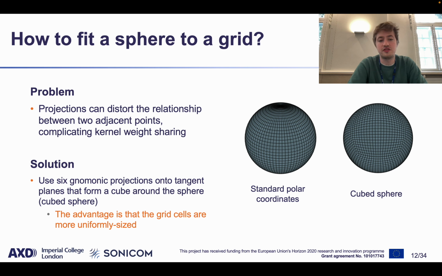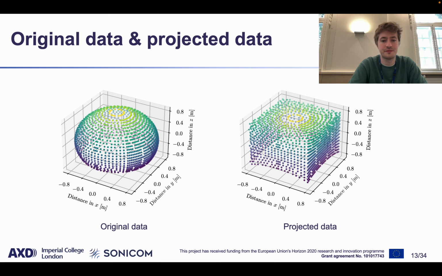And as I've said, it takes advantage that grid cells are uniformly sized. So you can see in the image, there's the standard polar coordinates, and then there's the cube sphere. And it doesn't actually warp the sphere too much. The difference is we end up with planes rather than a single plane. We get the 6 planes of a cube, or 6 surfaces of a cube.